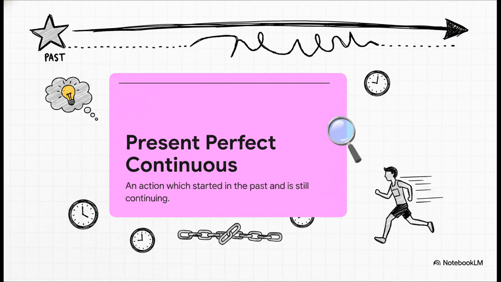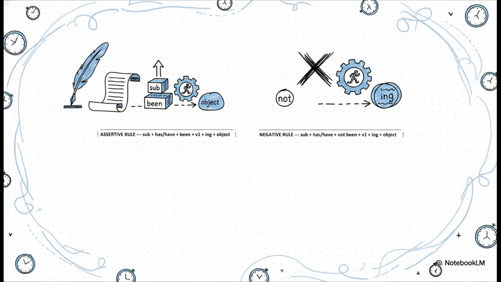This tense shows us an action which started in the past, but is actually still continuing today. And we build this one out by stacking the word been alongside our ing verb. This gives us, she has been writing a letter, or, for the negative, she has not been writing a letter. You can almost feel how the duration of the action stretches out when you use this structure, can't you?